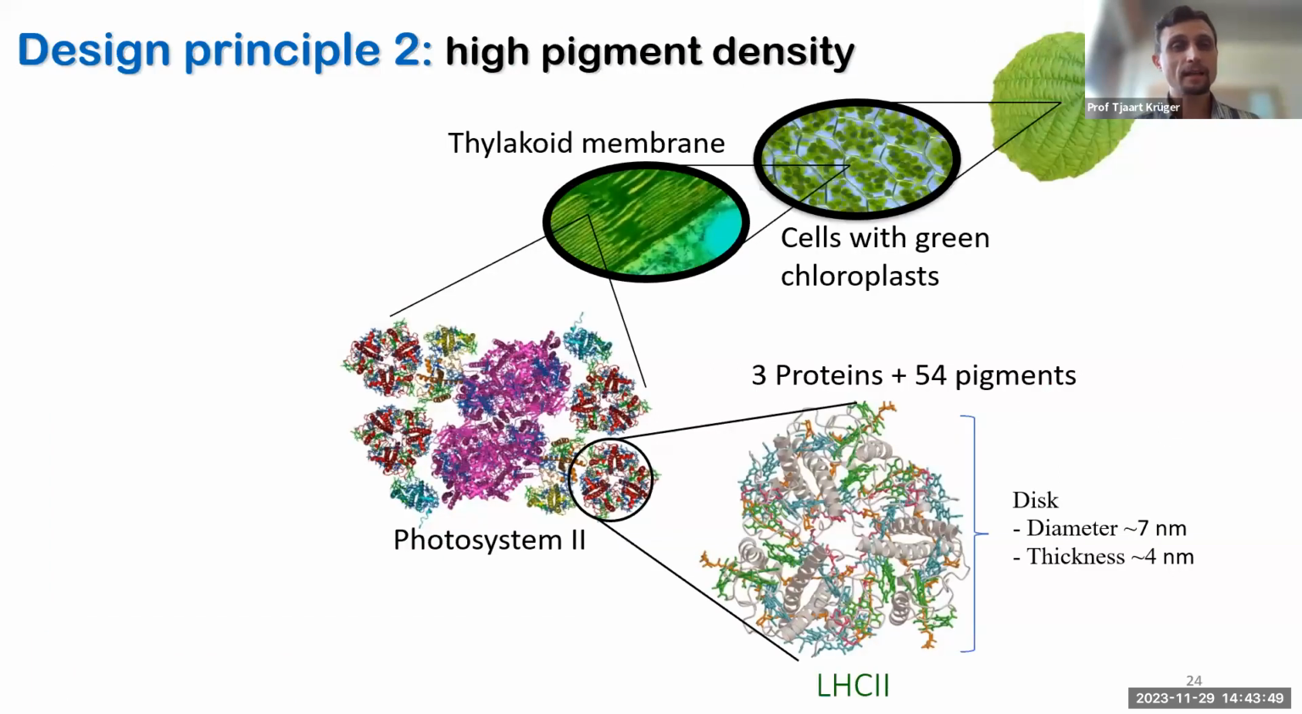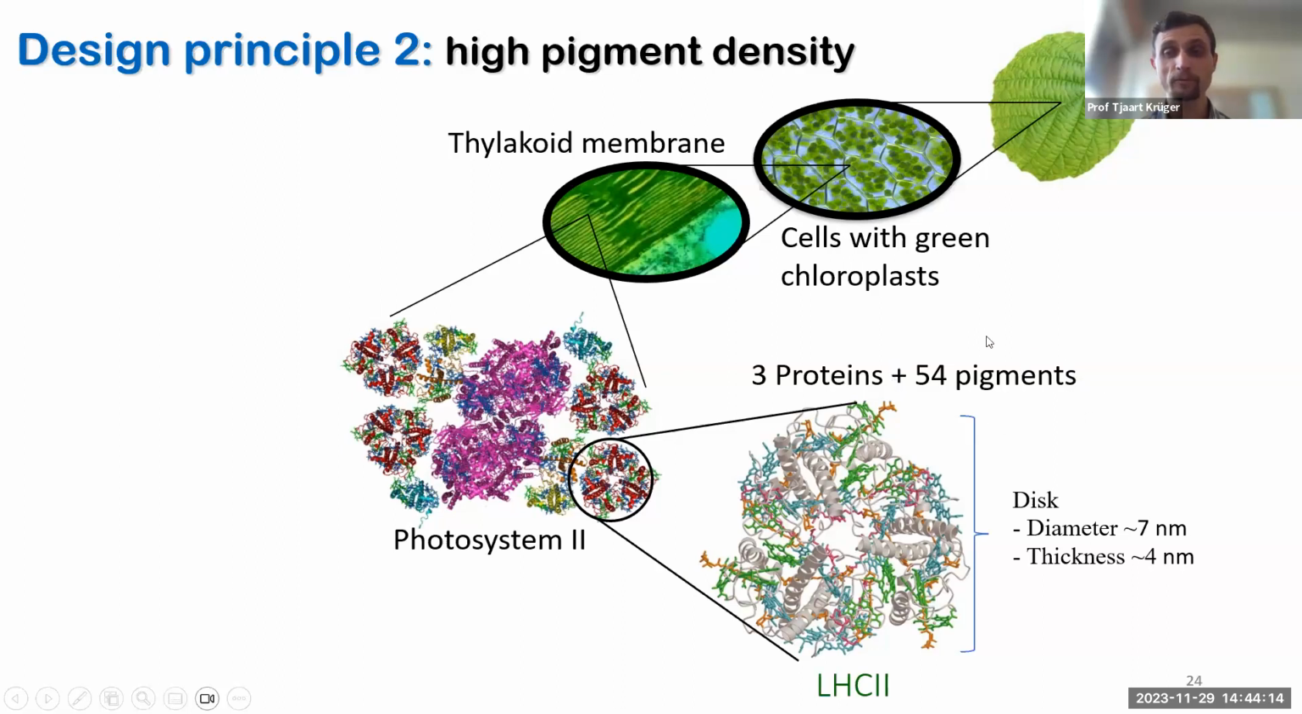Okay, let's look at the second design principle, and we'll look again at LHC2, the main light harvesting complex of plants. And now we are going to look at the very high pigment density. So if you consider that this light harvesting complex can be approximated by a disk with a diameter of 7 nanometers and a thickness of just over 4 nanometers, and it is packed with pigments.